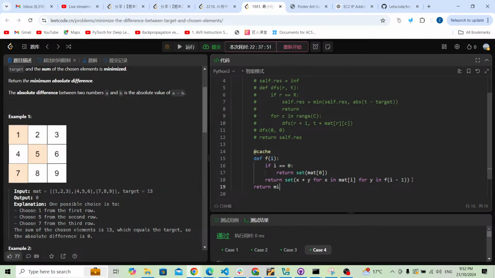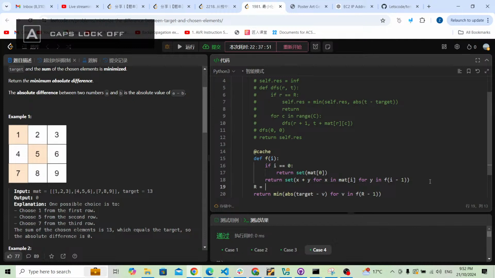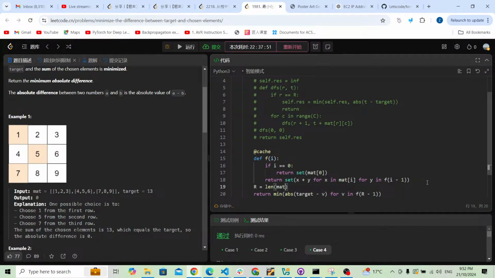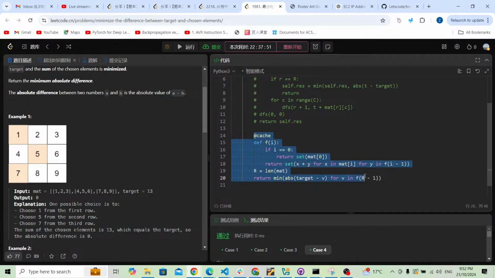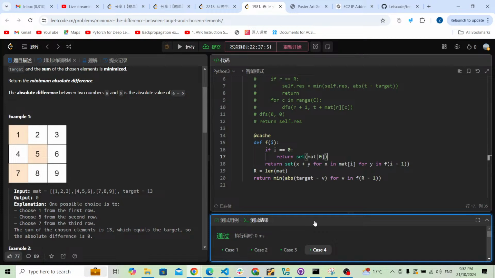Now let's return the final result. It's going to be the minimum of the absolute value. So we use the absolute value of target minus v, for v inside f of r minus 1, where r is going to be the number of rows, the length of the matrix. So this is the group knapsack solution, but we use a set because it is much easier to write and much easier to understand.